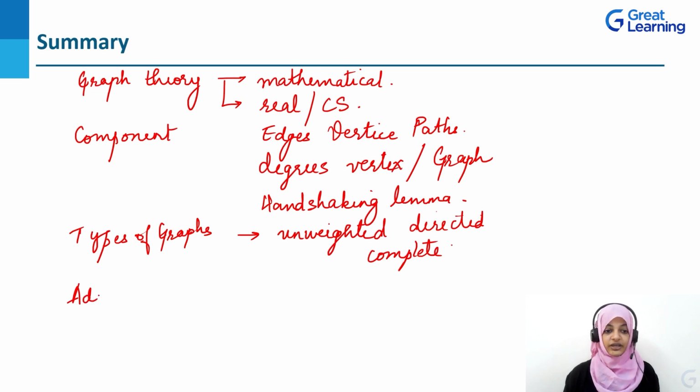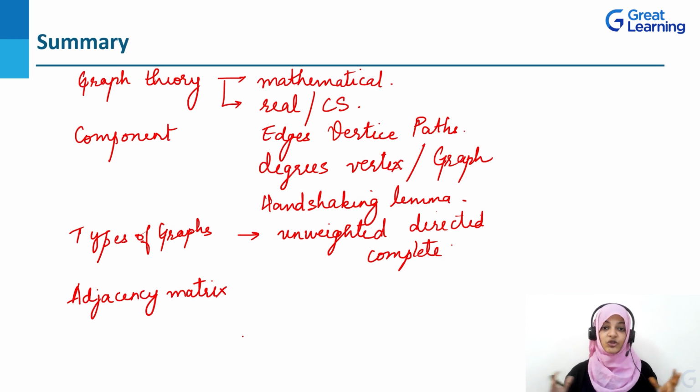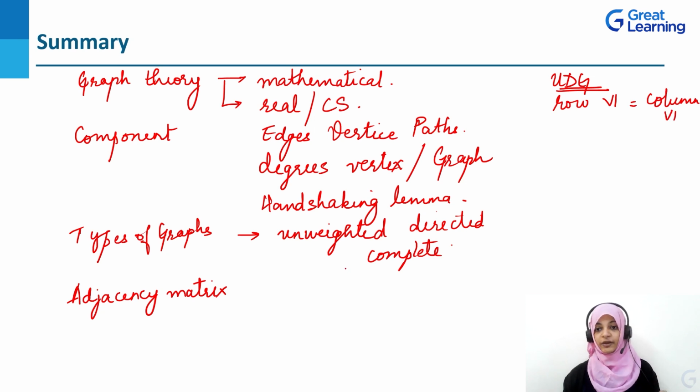What was the adjacency matrix? It was like a map of which edge is being connected to which other edge in a graph. We saw that this particular map changes its shape and direction as soon as you either put it up for a directed graph or an undirected graph. So one of the basic characteristics as we observed was that in an undirected graph, the row for a vertex would be equal to the column values of that particular vertex. This is because since this particular edge is not directed, we count it both ways.